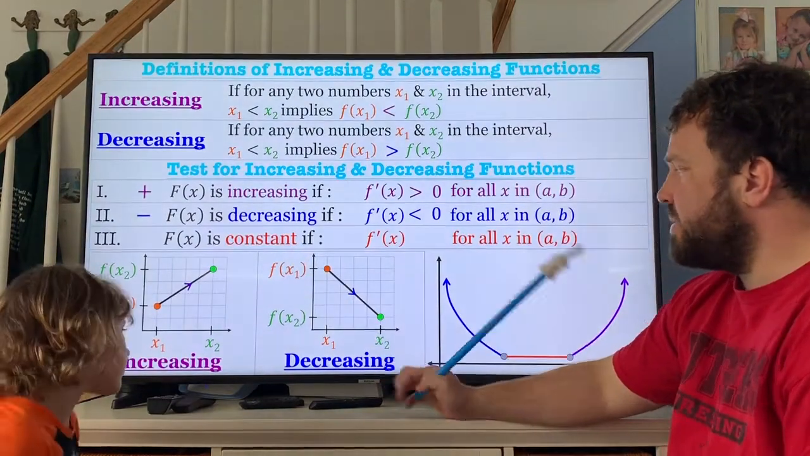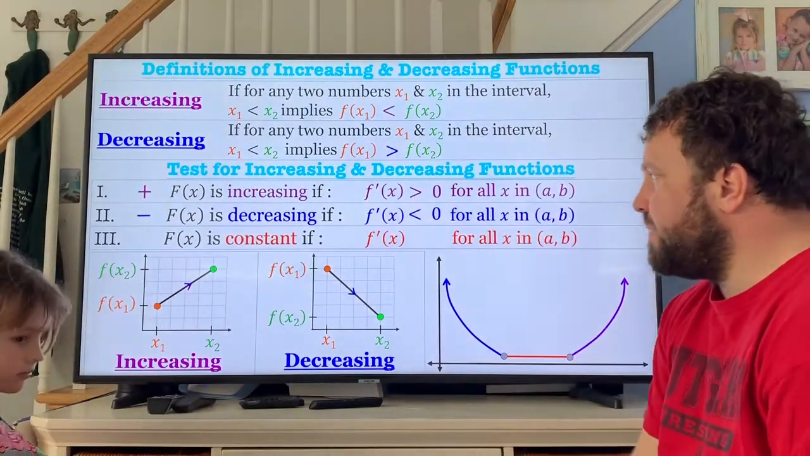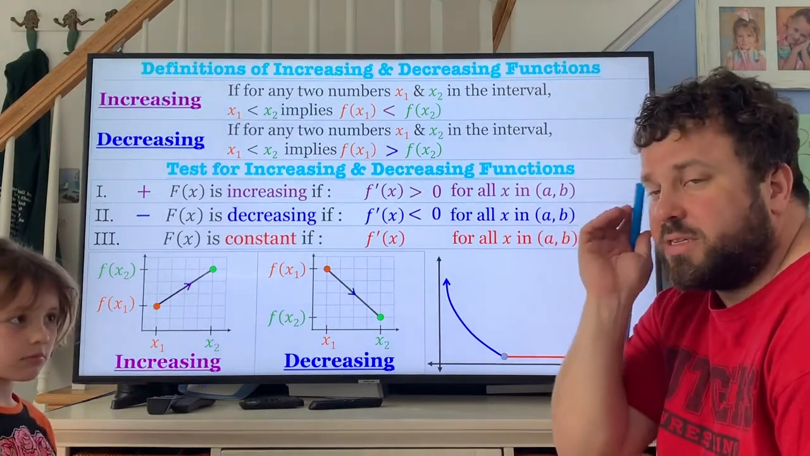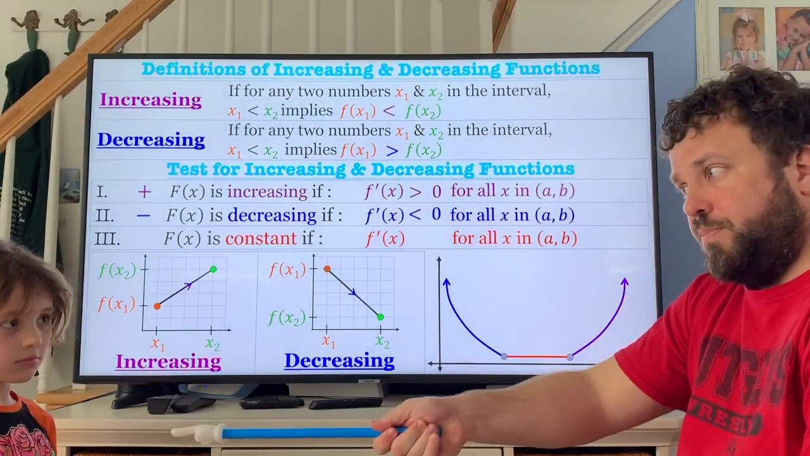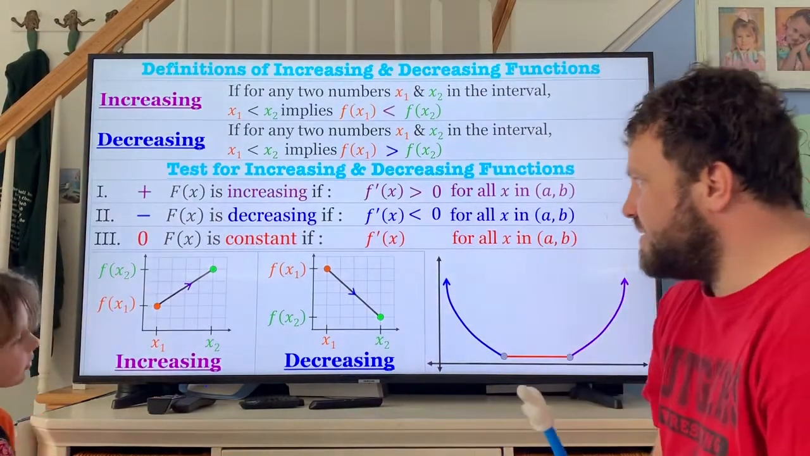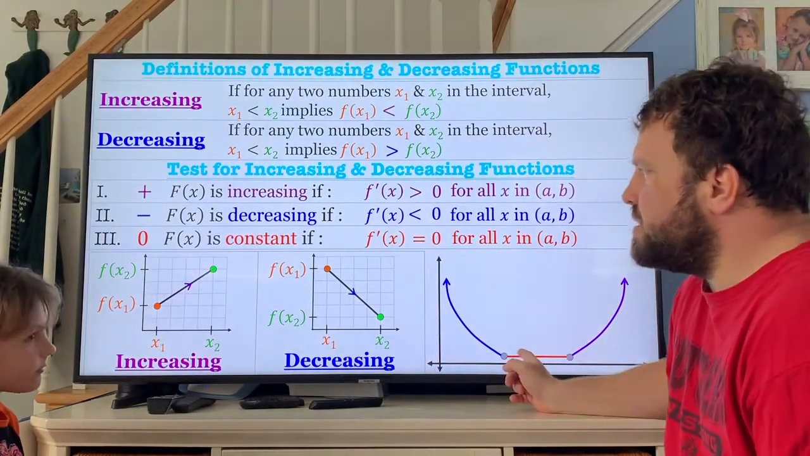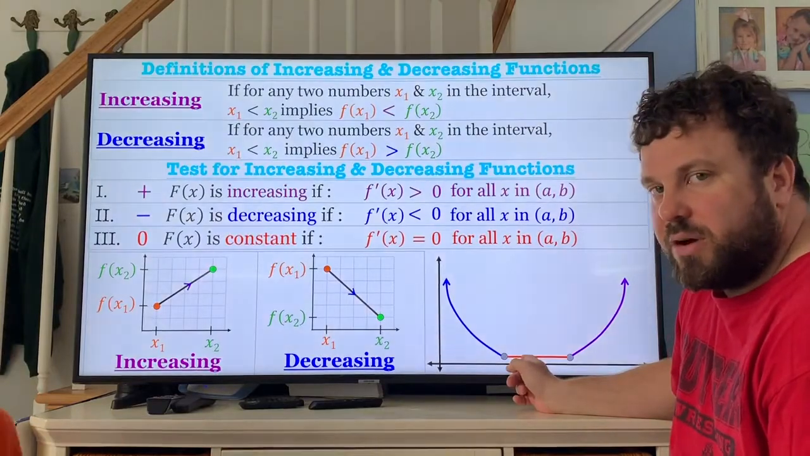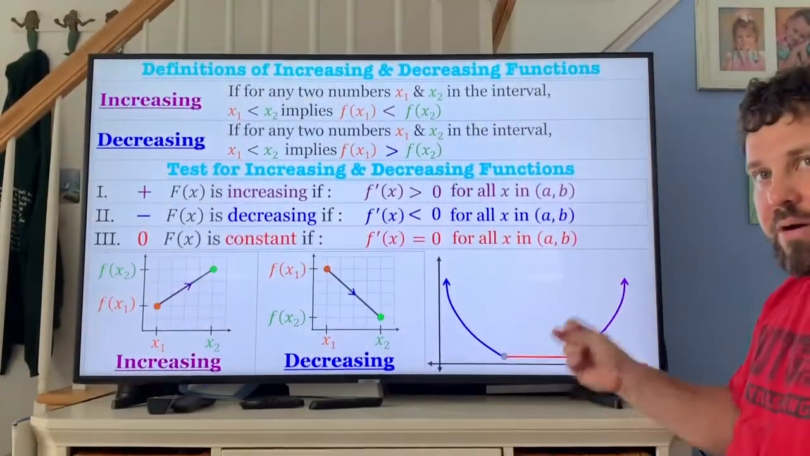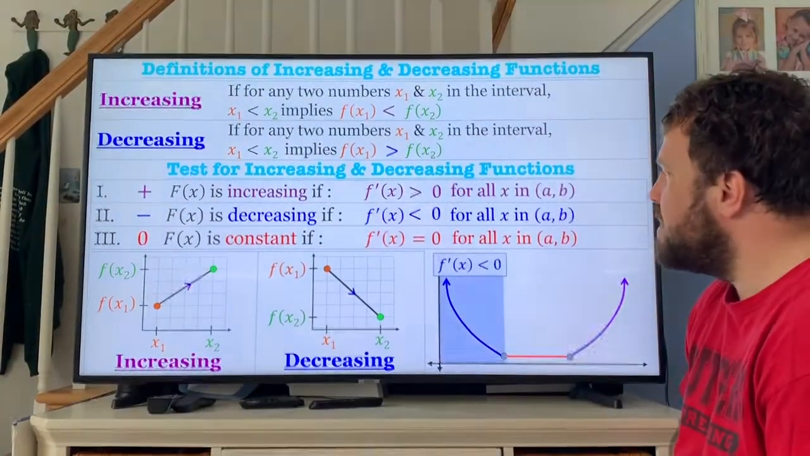Finally, if it is constant, meaning it's flat, f prime of x is not less than or greater than 0, but equal to 0 for all x in (a, b). So look at this graph right here. I want you to label the increasing part, the decreasing part, and the constant part. I'll be right back. Go.